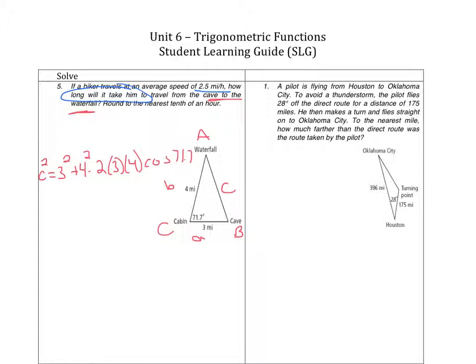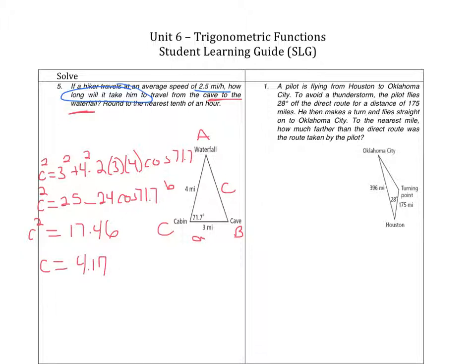So then let's go ahead and solve. So we have C squared equals 3 squared plus 4 squared, which is 25, minus 2 times 3 times 4, which is 24, cosine of 71.7. And I get C squared equals, and I can go ahead and put in 25 minus 24 cosine of 71.7, and I get 17.46. And then if I square root that to get C, C is 4.17.